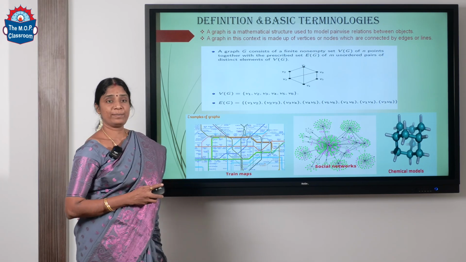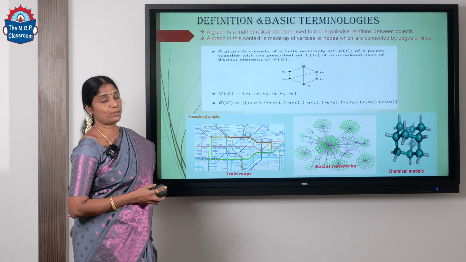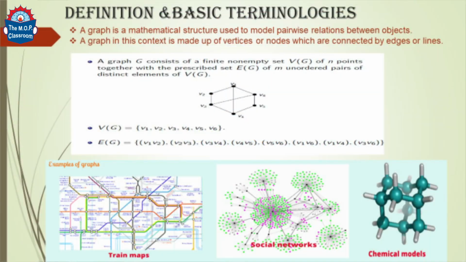The next thing is the definitions and the basic terminologies of graph theory. Any graph, as we all know, is not like a 2-dimensional figure or a graph paper. Here it is in a different manner, where a graph G consists of a finite non-empty set of n vertices, which is connected with respect to the edges of G.